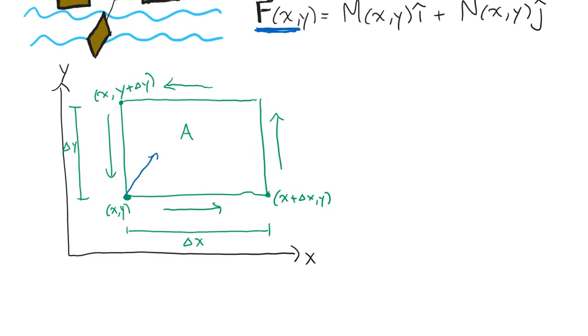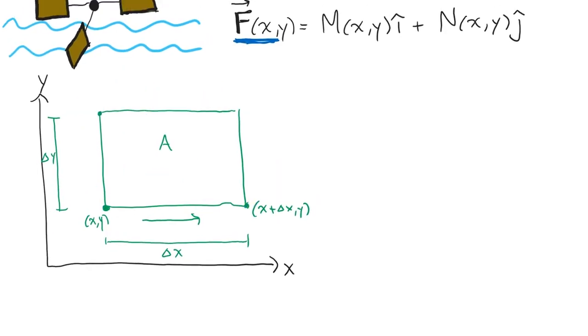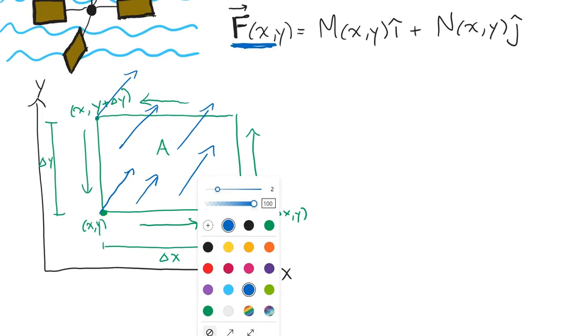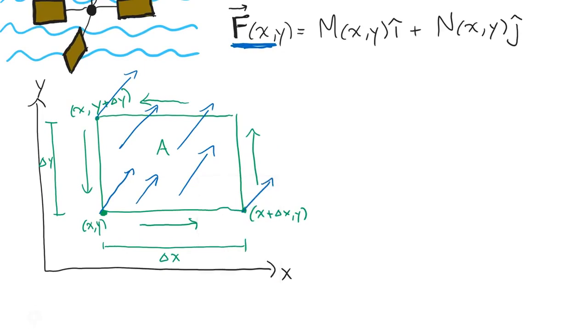So at each point we will have a vector, and I'm not going to draw all of them, obviously, but I will draw some of them. So there are some of them. So let's first calculate the circulation about the bottom, so the bottom side.